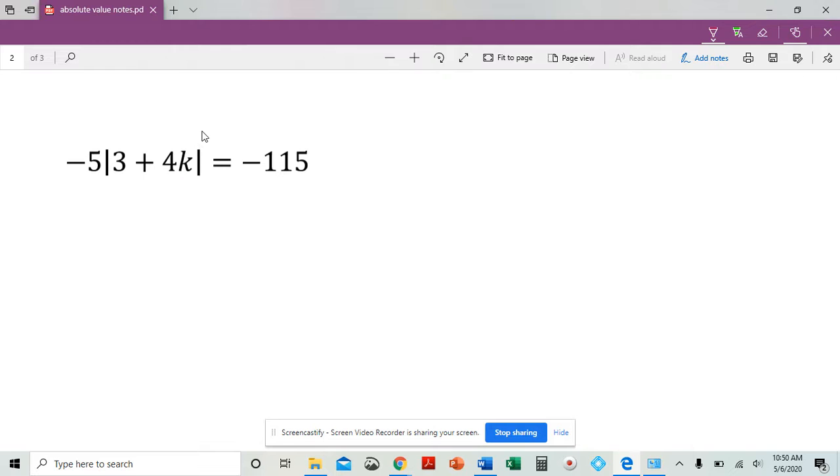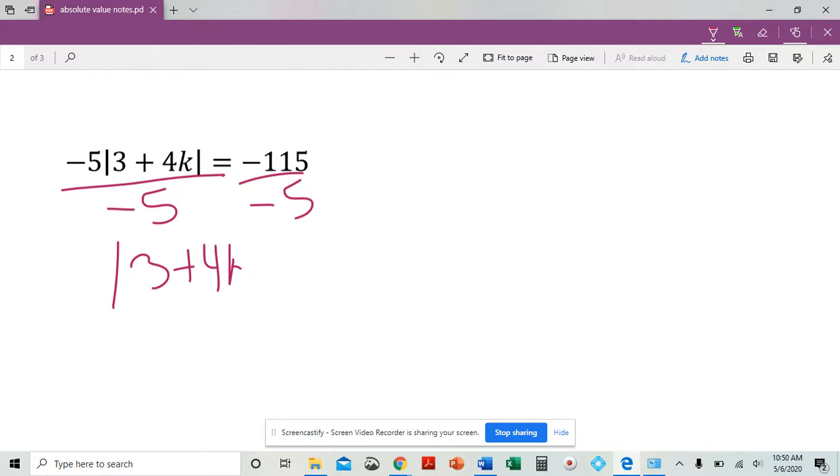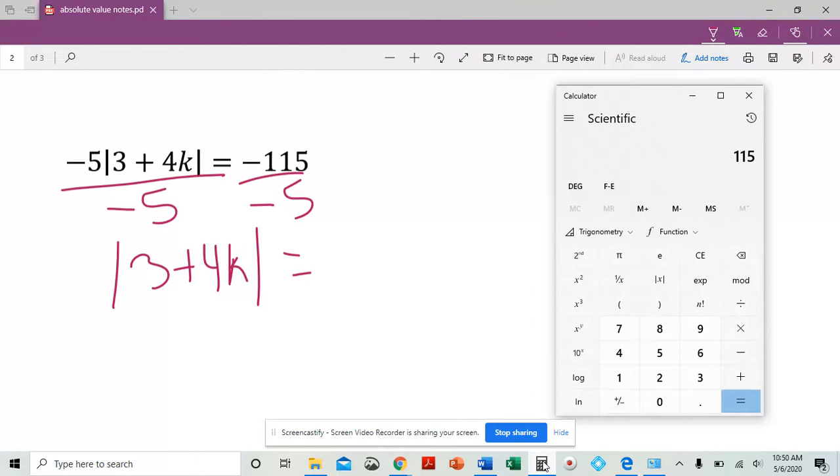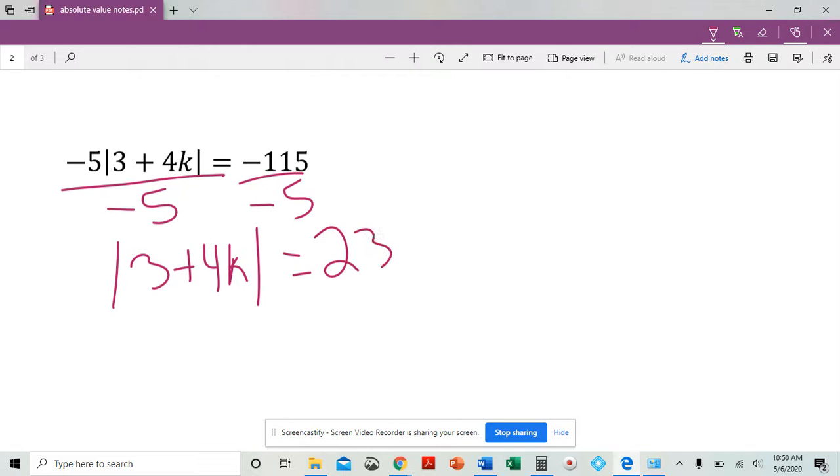All right, so we've got this negative 5 coefficient out here, negative 5 times the absolute value of 3 plus 4k. We need to divide both sides by negative 5. And that's going to give us the absolute value of 3 plus 4k equals 115 divided by 5, 23. And it's a positive 23 because we're doing negative 115 divided by negative 5. When you divide a negative by a negative, we get a positive.